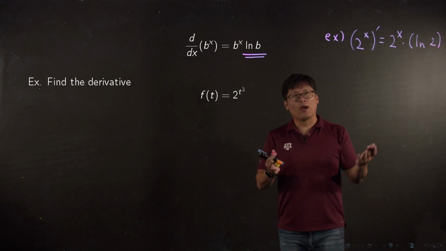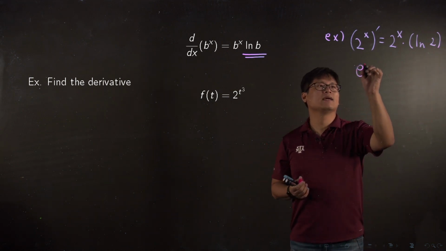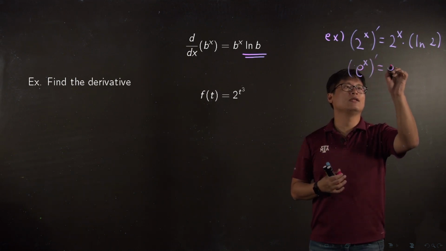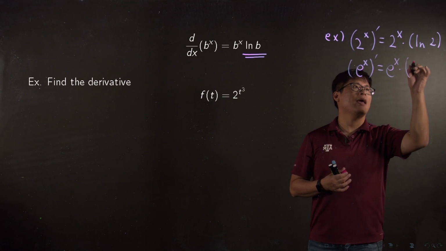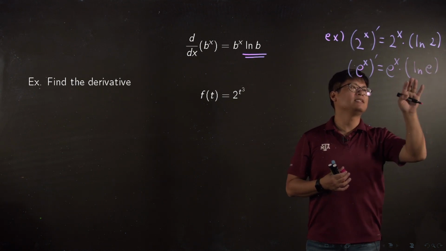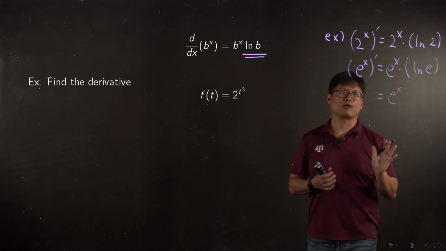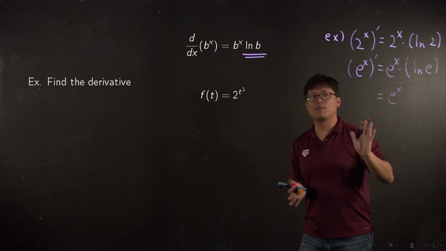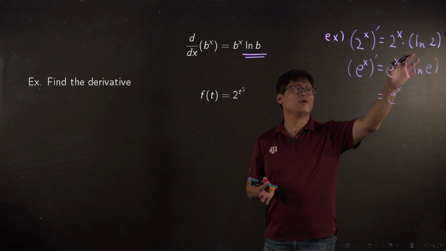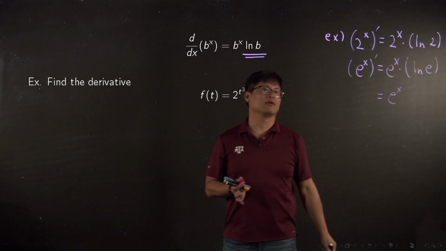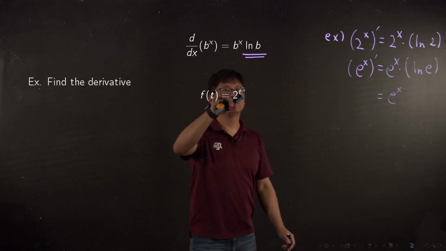Does it make sense? Well, even if your base is e, it can be applied, okay? e to the x times ln e. But since ln e is equal to 1, that's why we can say e to the x, okay? It's the same thing, okay? But keep that in mind. If your base is not e, then you have to multiply ln of your base behind your exponential function, okay? So let me apply this one here, okay?